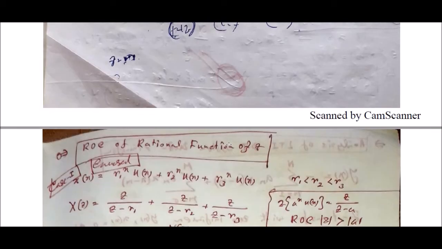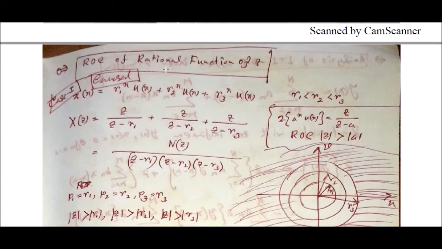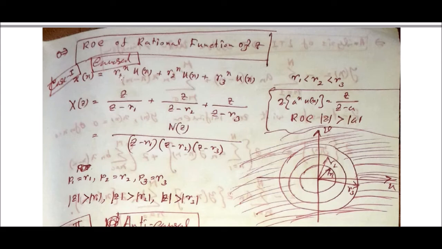So partial fractions, you already know how you can factorize anything into partial fractions. Suppose I am considering the ROC of the rational function of z. You know how you can find the rational functions. Now consider a causal signal: r1 to the power n u[n], r2 to the power n u[n], r3 to the power n u[n]. It is a simple causal signal because all of them have been multiplied by u[n].